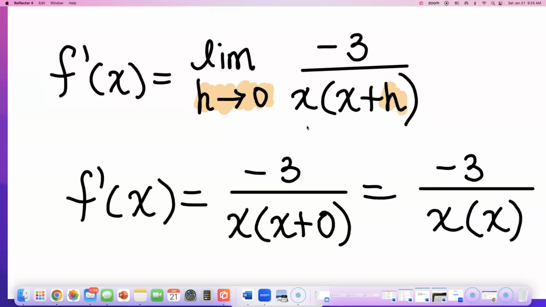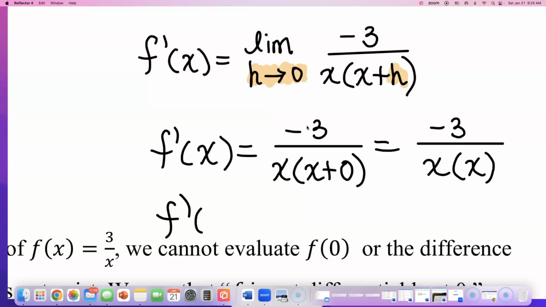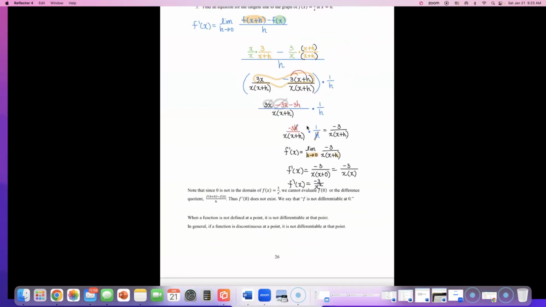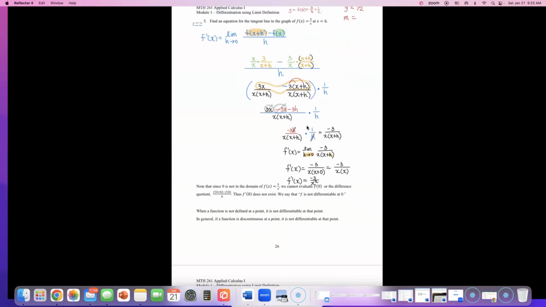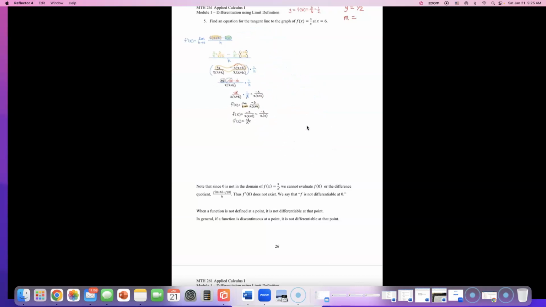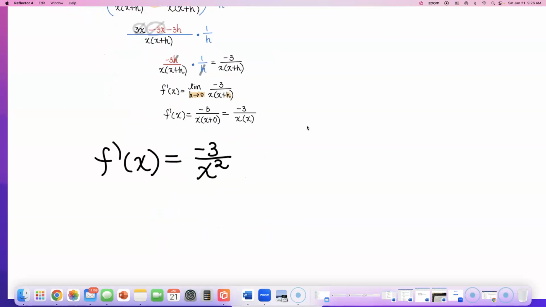Well, but x times x is what? x squared. So I'm going to write down that f prime of x is negative 3 over x squared. Let me clean this up a little bit, because we found what we want, but I used up all the room already. So I'm going to make this a little bit smaller on the side. Now look, we did all that work because we needed this f prime of x. This is what we really needed.